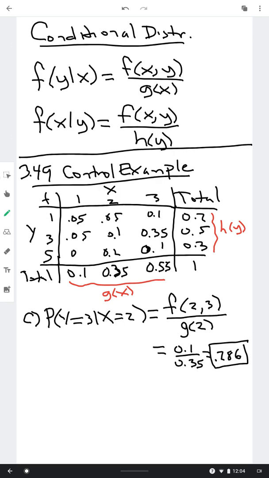When you're dealing with a continuous one, it becomes a little bit more difficult, and we're going to look at some examples of that. But before we do, we need to talk about independence.